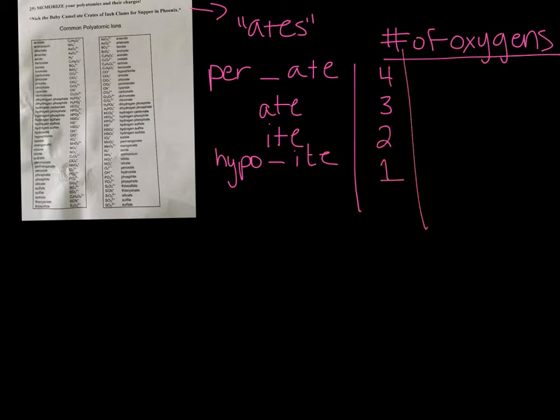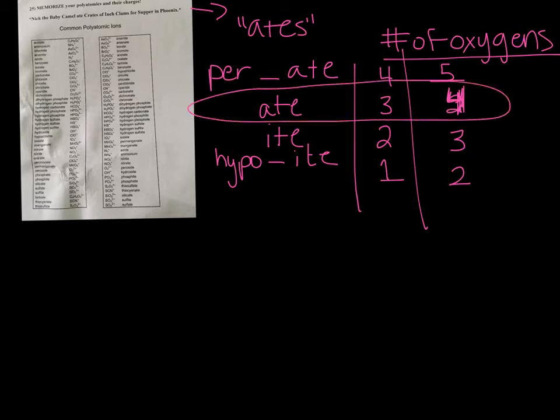Let's just say my -ate started with 4. 4 would go down to 3 and 2, and then it would go up to 5. So we're counting the number of oxygens. I like to base mine around 1, because once you know 1, you now know 4 of your polyatomics just by memorizing 1.